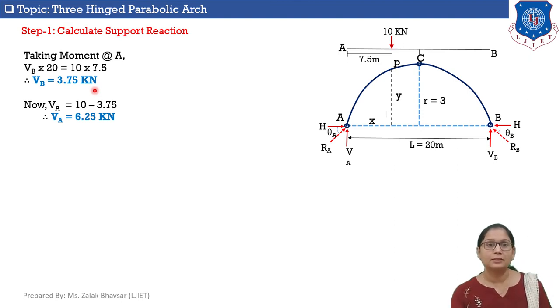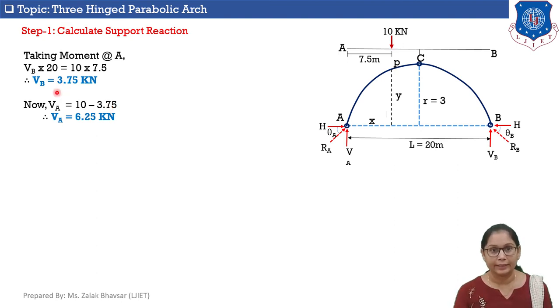Now, we can say that VA is equal to total load of this arch minus VB. Total load is 10 kilonewton and VB, as we calculated, is 3.75 kilonewton. So, I am getting VA is equal to 6.25 kilonewton. So, here we have calculated VA and VB both. Value of VA is 6.25 kilonewton and VB is 3.75 kilonewton.